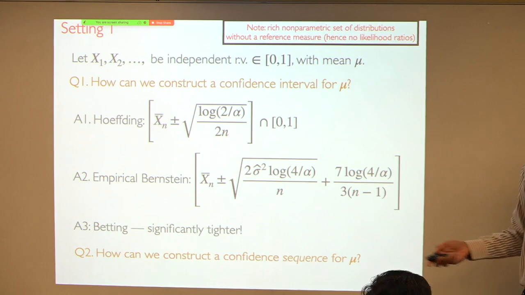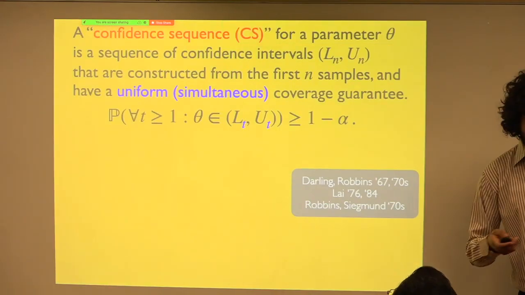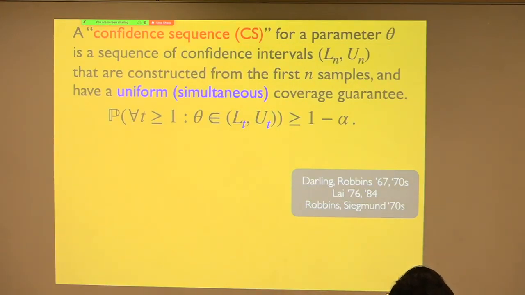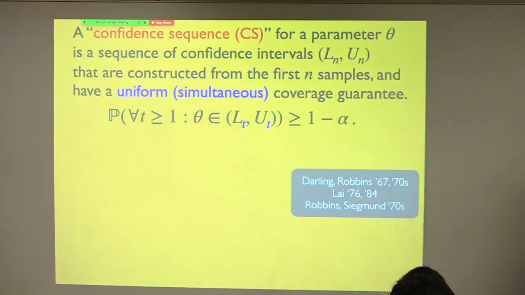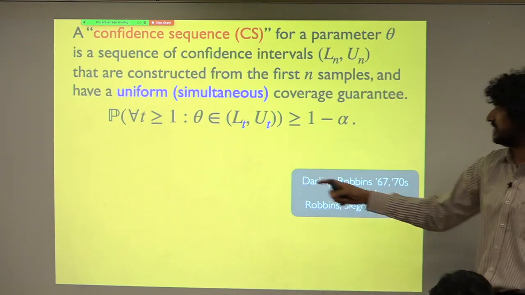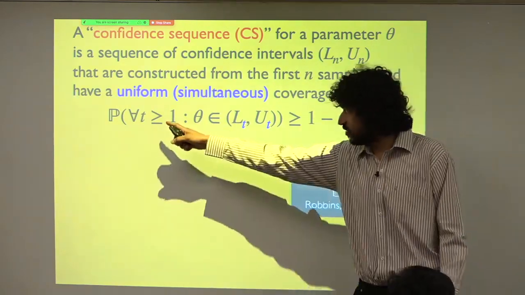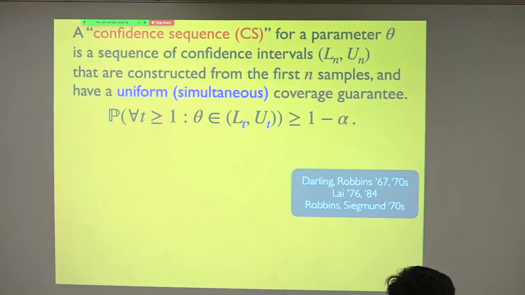So let me define what a confidence sequence is. A confidence sequence is the natural sequential analog of a confidence interval. Okay, so a confidence sequence for a parameter theta is a sequence of confidence intervals [L_n, U_n] that are constructed from the first n samples. So just the subscript there is the sample size or the time. And now this confidence sequence has a uniform or simultaneous coverage guarantee over all sample sizes. So essentially the difference from a confidence interval is that now you say the probability that for all t simultaneously theta lies in [L_t, U_t], that probability is at least 1 minus alpha.